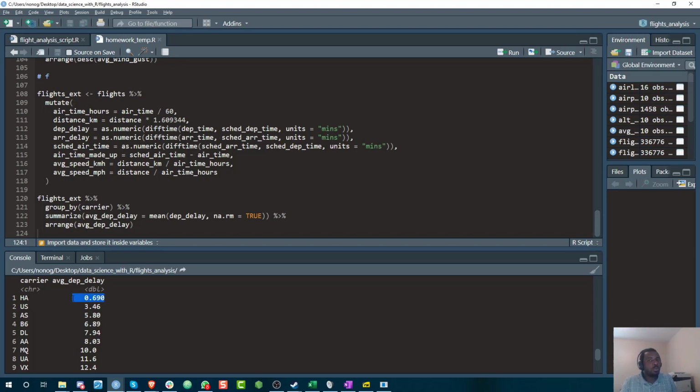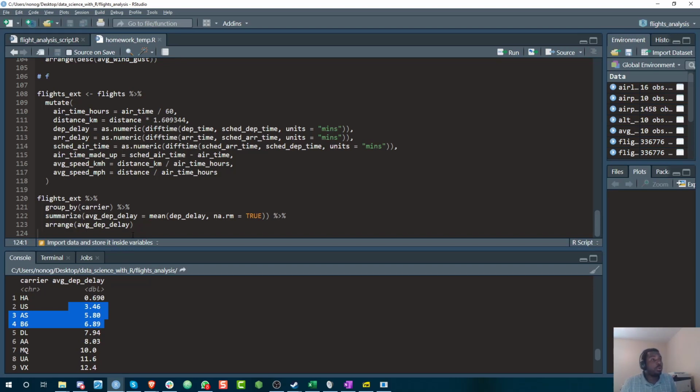They have the closest departure delay to 0. So this one is the most reliable for flying out of New York City on average. Even though everything else is not really that bad on average, a 3 minute difference, 5 minute difference is not really important. But if someone was to be given a prize for being on time, that would be the airline that takes you to Hawaii, which makes sense.